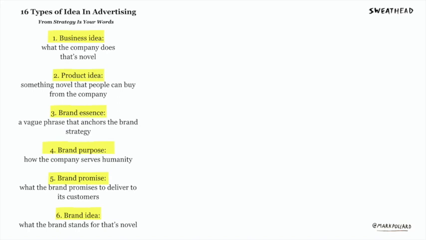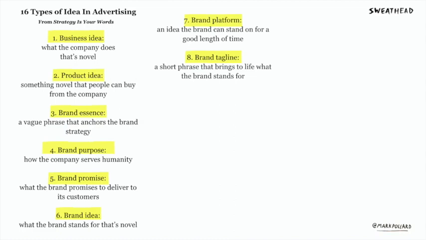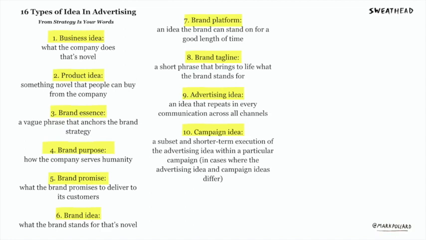A brand idea is what the brand stands for that's novel. A brand platform is an idea the brand can stand on for a good length of time. A brand tagline or slogan is a short phrase that brings to life what the brand stands for and is on most pieces of communication, possibly all, it depends. An advertising idea is an idea that repeats in every communication across all channels. Sometimes it's different to a campaign idea. A campaign idea is a subset and shorter-term execution of the advertising idea within a particular campaign, in cases where the advertising idea and campaign ideas differ.